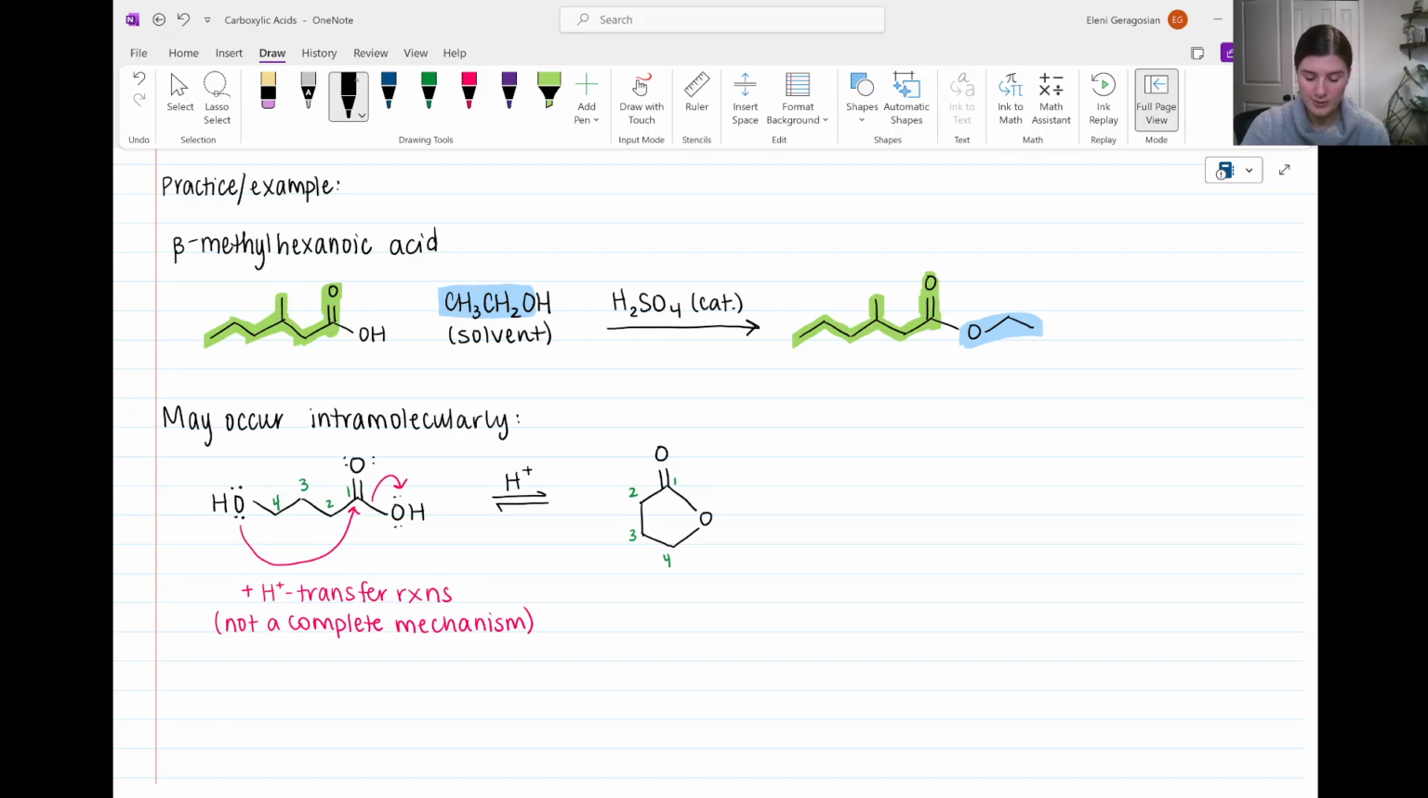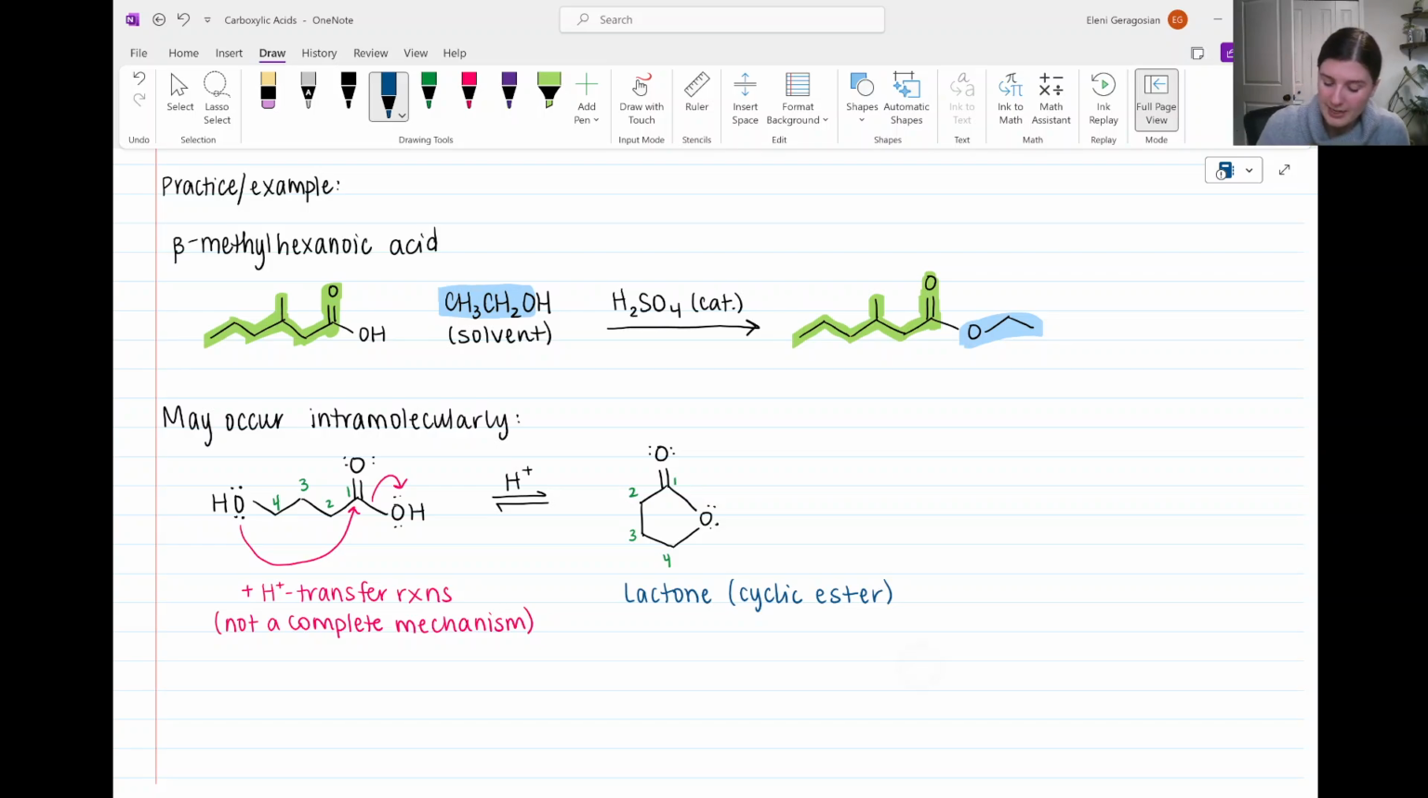We've kicked off the OH group through the mechanism. And so this is a cyclic ester. This is actually called a lactone. So there's our ester product for that intramolecular esterification reaction.